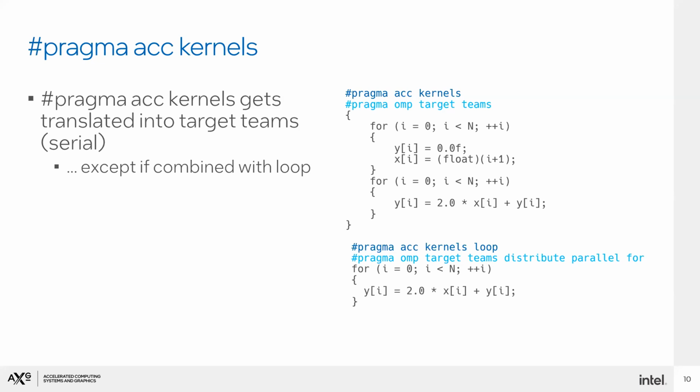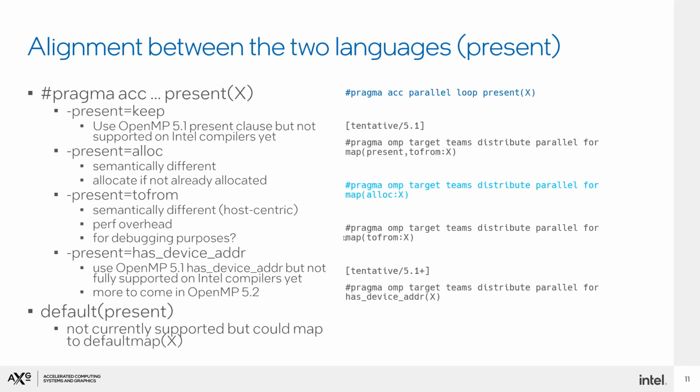Okay, let's move to the next topic I would like to discuss. It's with respect to the present clause, right? Pragma ACC has this present clause, which makes the runtime check whether the particular variable is already present in the GPU address space, and if not, it should raise an error complaining that the variable is not there. In OpenMP 5.1, there is something similar. There is a present clause, but this is not currently supported on Intel compilers yet. So this is the attempt we could consider for converting that clause into OpenMP 5.1, but unfortunately we cannot test it, right?